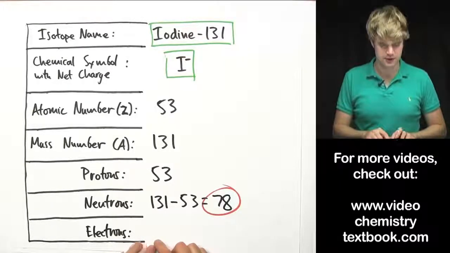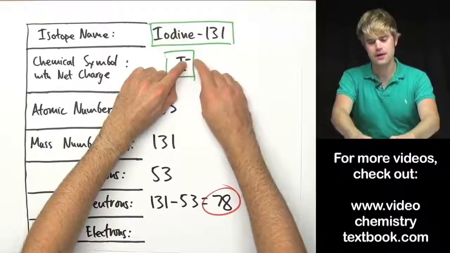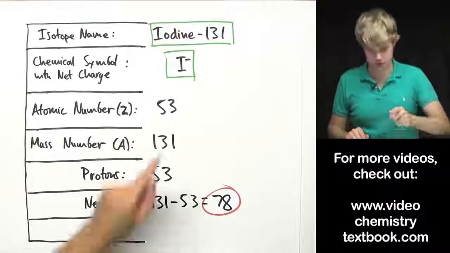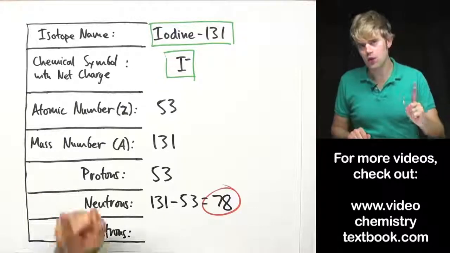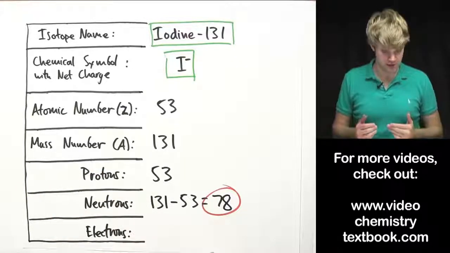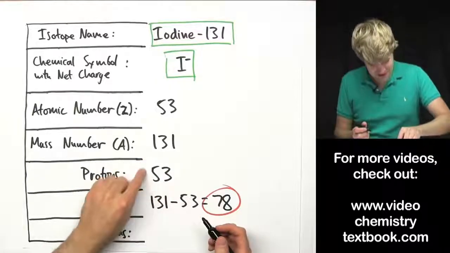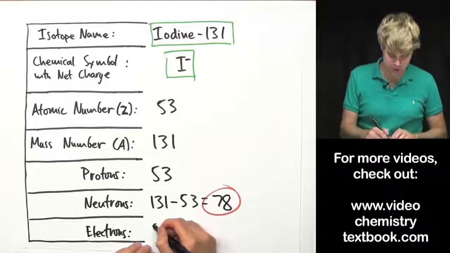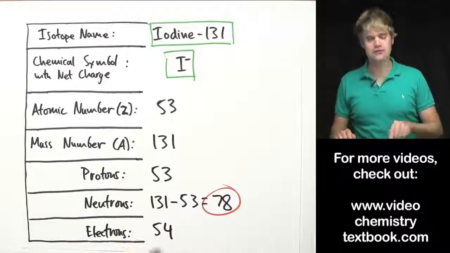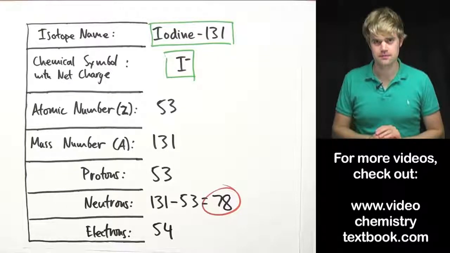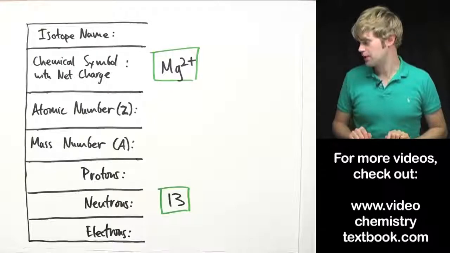And finally, the electrons. Up here in the chemical symbol, we get the net charge. It has a 1 minus charge. So that means that we have to have 1 more electron than protons. So 53 protons, 54 electrons. And finally, Mg 2 plus with 13 neutrons.